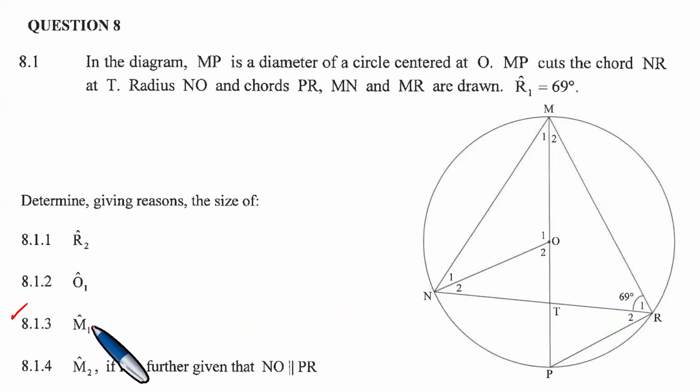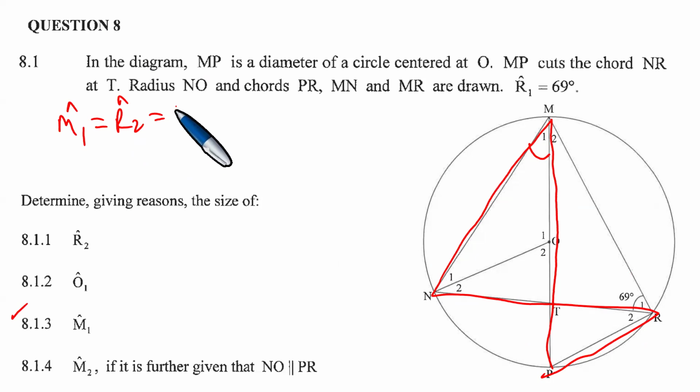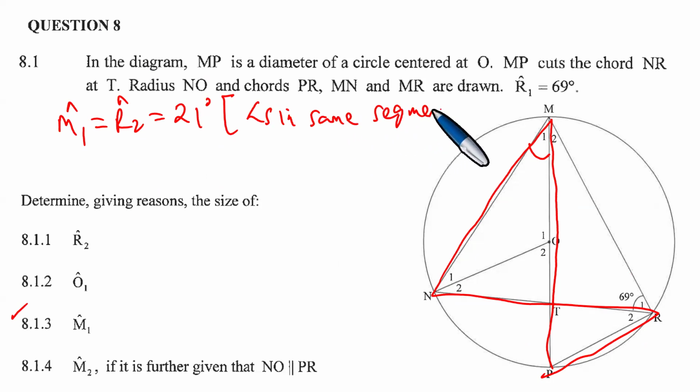What is the size of the angle M1? This one here. M1 is equal to R2. I agree with you. The angle M1 equals the angle R2, which equals 21 degrees. Why is M1 equal to R2? Angles in the same segment.